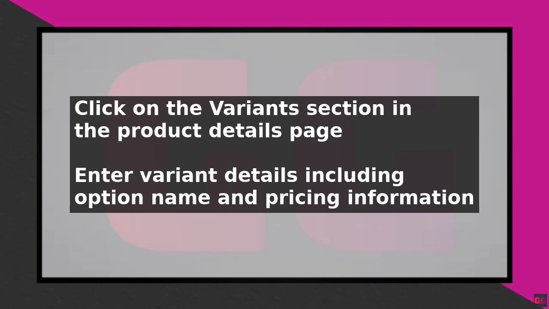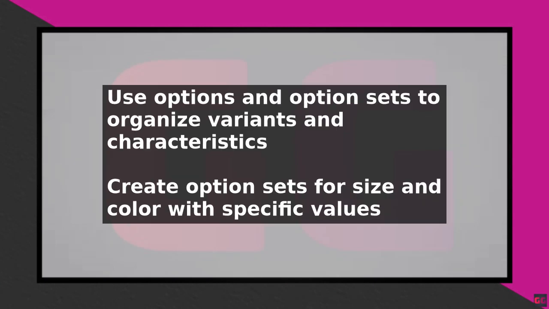For example, if you are selling t-shirts, your option name could be size and your option values could be small, medium, and large. You can also add a SKU, barcode, and weight to each variant. Once you have entered the variant details, click the Save button to create the variant. You can add multiple variants to a product by repeating this process.